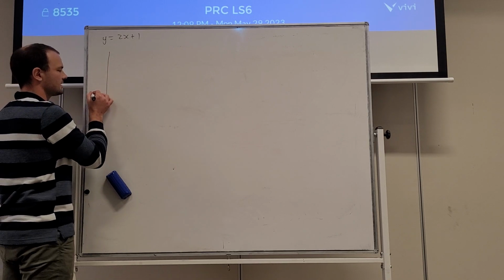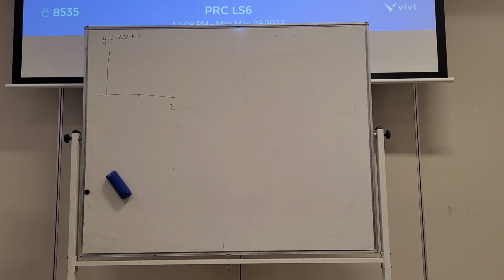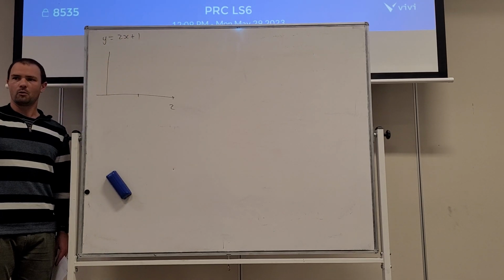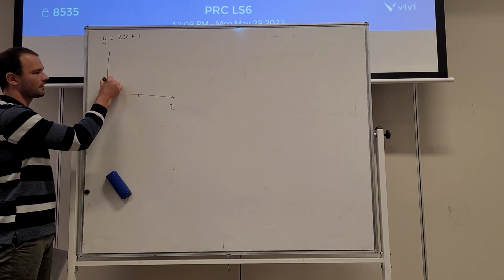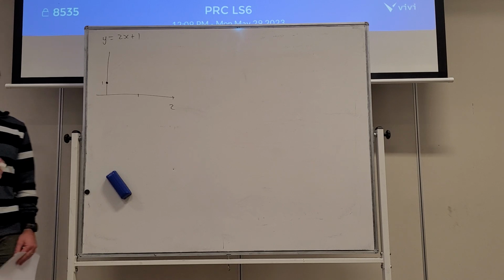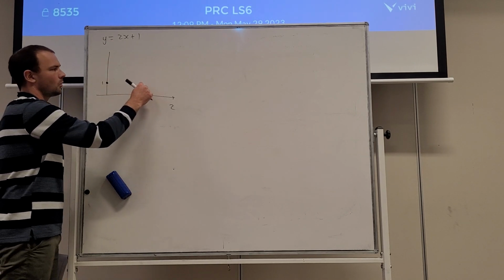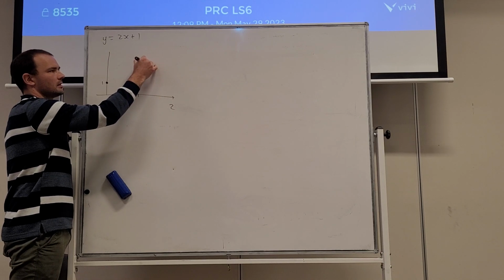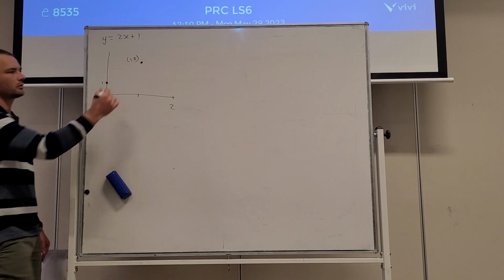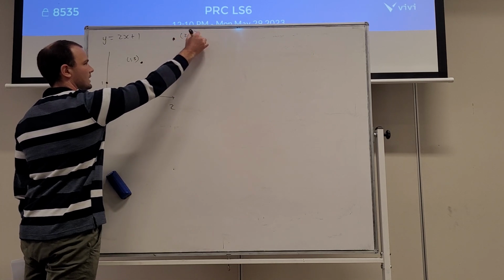Alright, so here's my Cartesian plane. I'm going to say here's 1, here's 2. Now, this equation has a y-intercept of 1. So that means this is the first point. When x is 0, y is 1. And it has a slope of 2, which means it goes across 1 up 2. So the coordinates there would be x is 1, y is 3. And then it goes across 1 up 2. So that would be x is 2, y is 5.